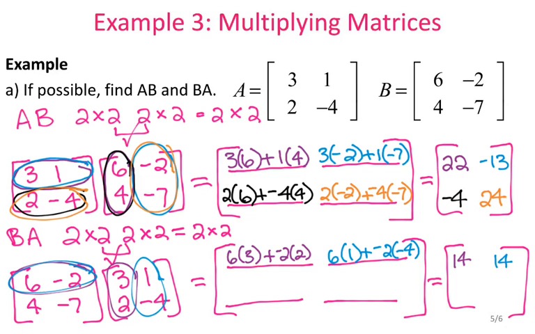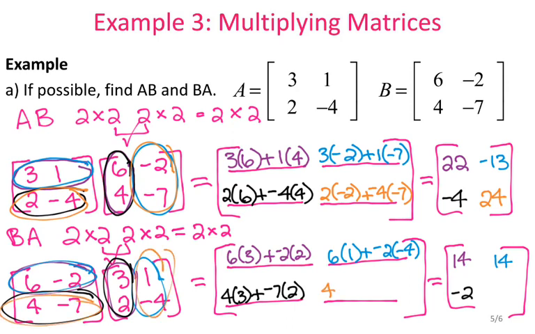Now I am in my second row, so second row, first column. That gives me 4 times 3 plus negative 7 times 2. That gives me 12 minus 14, which is negative 2. And finally, second row, second column, so 4 times 1 plus negative 7 times negative 4. That gives me 4 plus 28, which is 32.